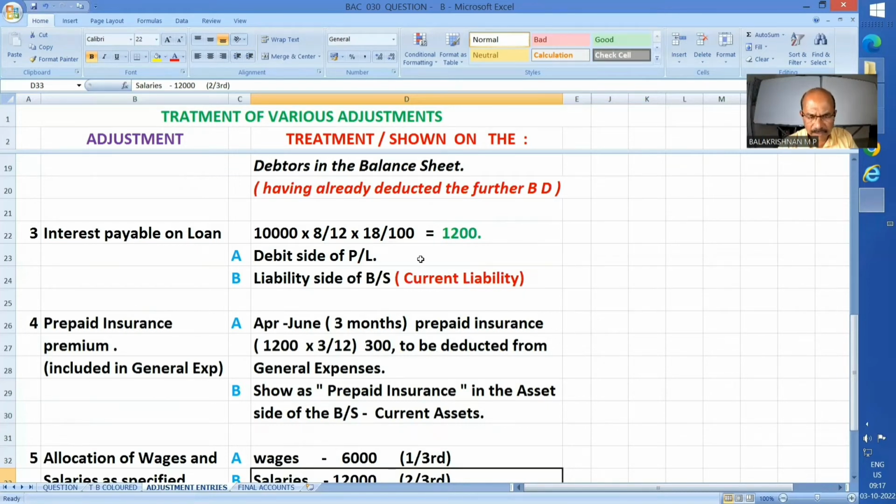How will you treat it? As an expenditure in the debit side of profit and loss account, and as a liability, a current liability in the balance sheet. Okay. Now, next item.